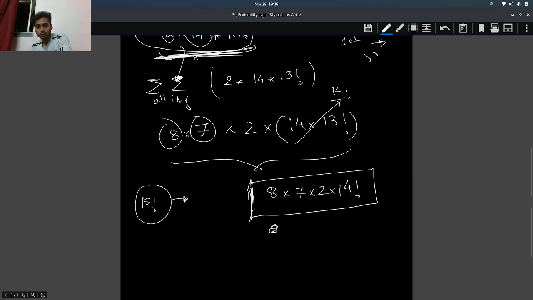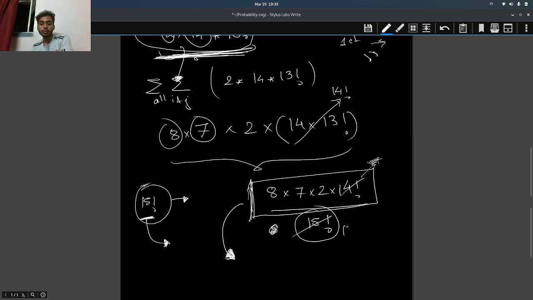So let's divide this by 15 factorial. If we divide this thing by 15 factorial, then what do we get? The average number in each permutation, because there are a total of 15 factorial permutations, and we have found the total number of times a bachelor sits beside a model, right? And 15 factorial is the total number of permutations.